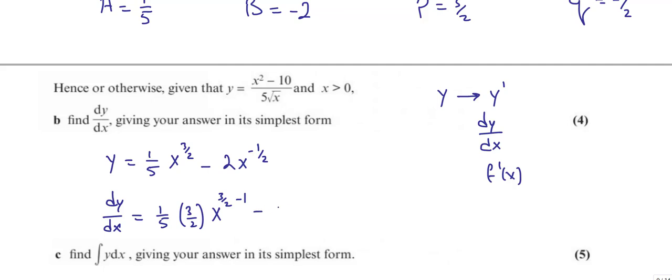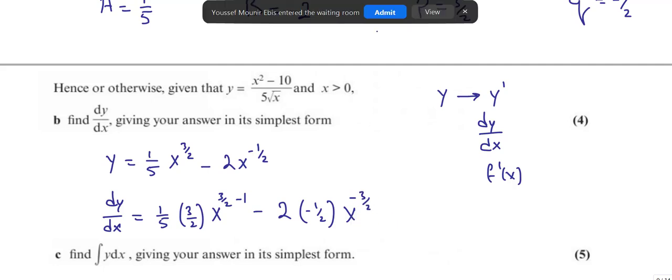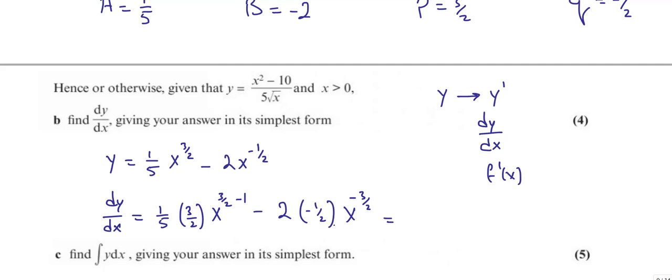It's very simple. Multiply by the power. Subtract 1 from the power. Negative half, negative 1, that would be negative 3 over 2. So simplify a little bit. 1/5 divided by 3 over 2 would be 3 over 10, to the power half. Here minus minus, so it's plus. The half with the 2 will cancel out. So x to the negative 3 over 2.